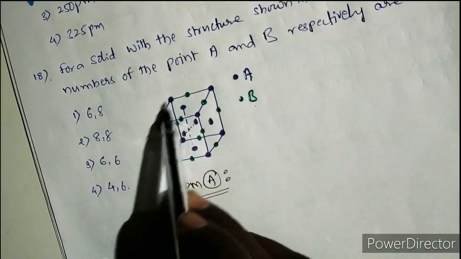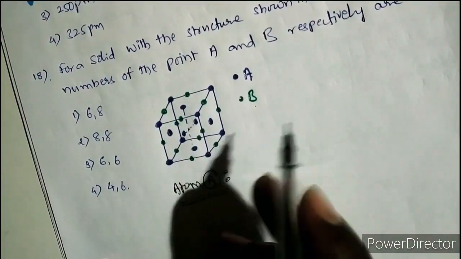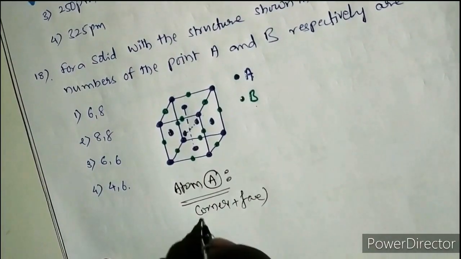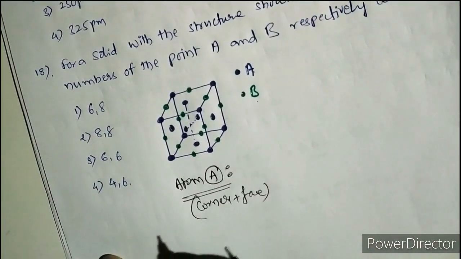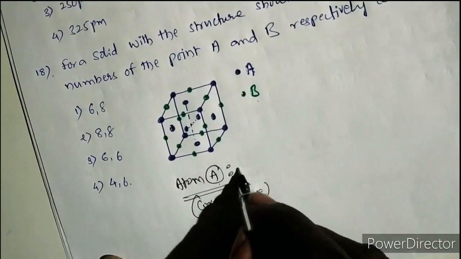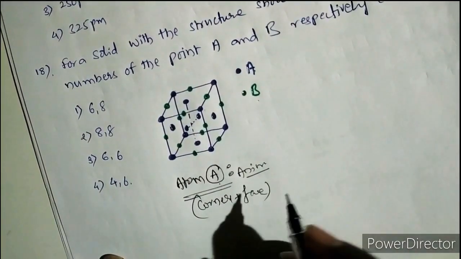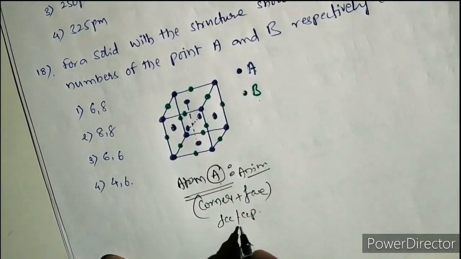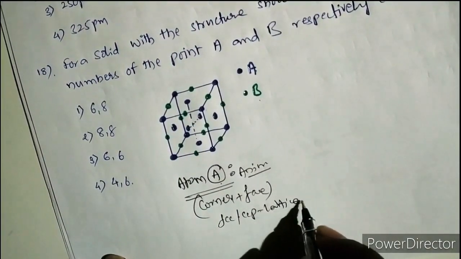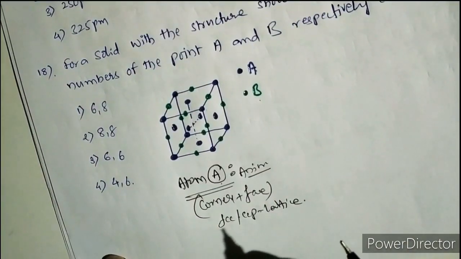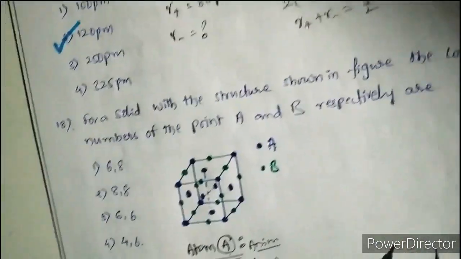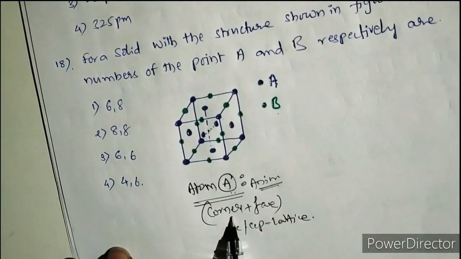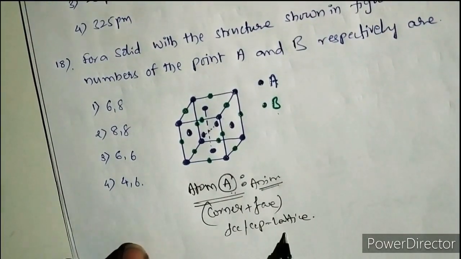Atoms A are occupying all the corners and face centers. That means, say it is anions. A atoms are anions. That means it is following an FCC or CCP lattice. Both are same. Okay. So A atoms are anions at corners and faces, an FCC or CCP lattice it is.